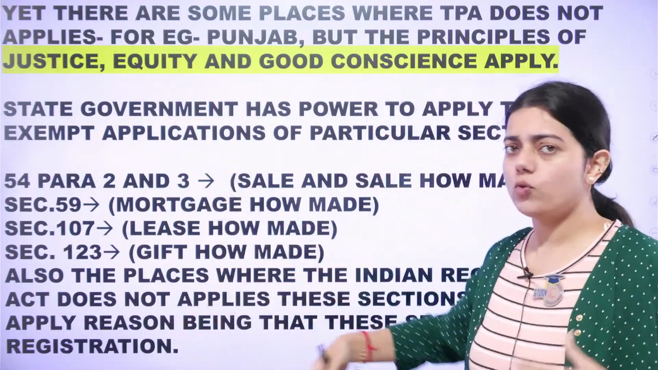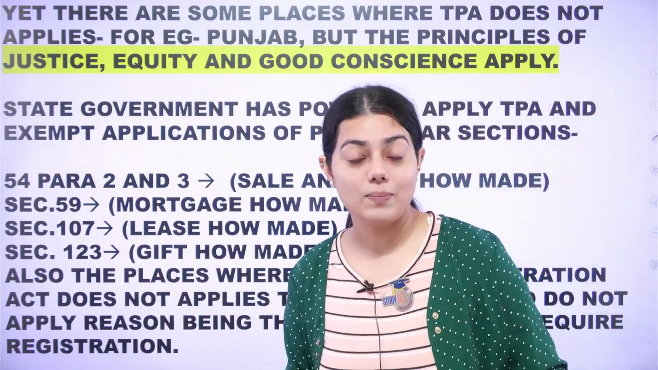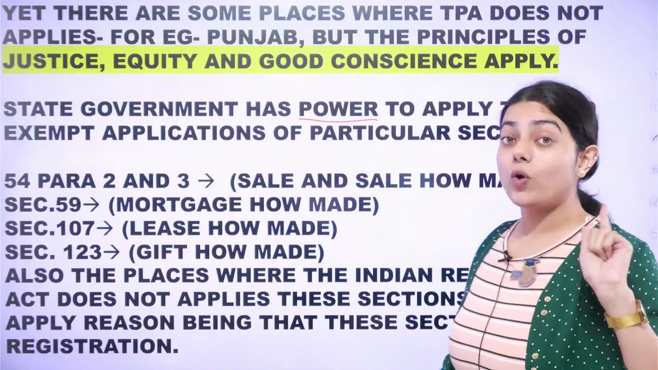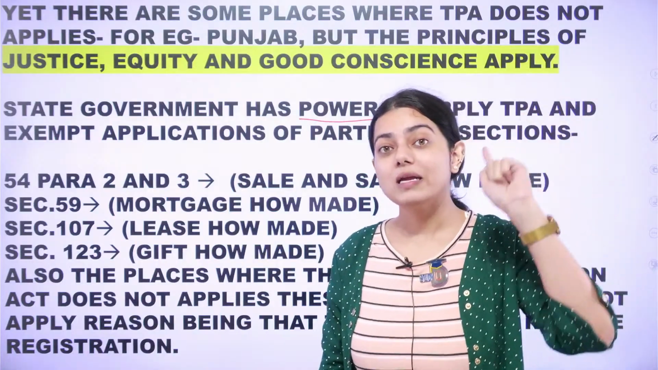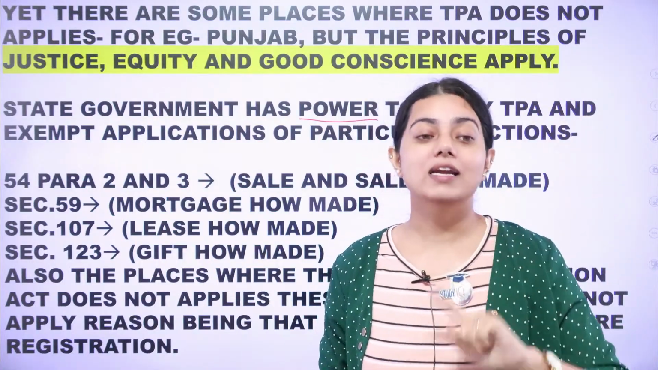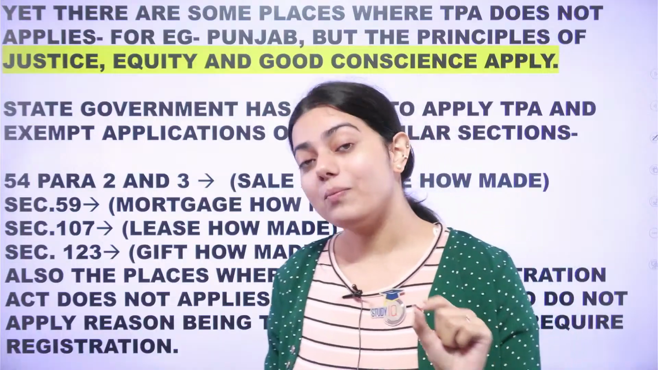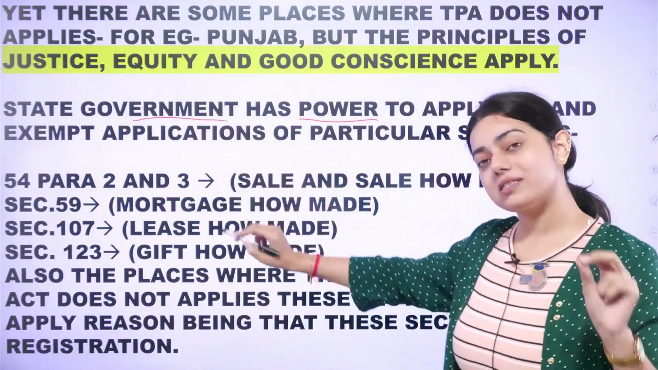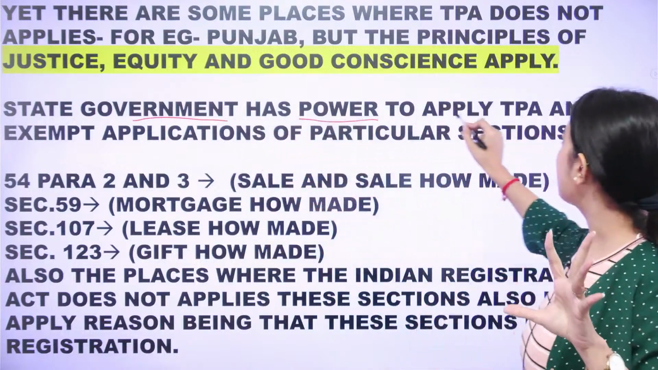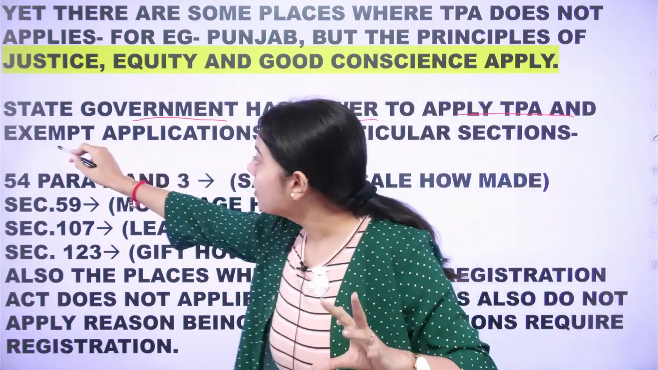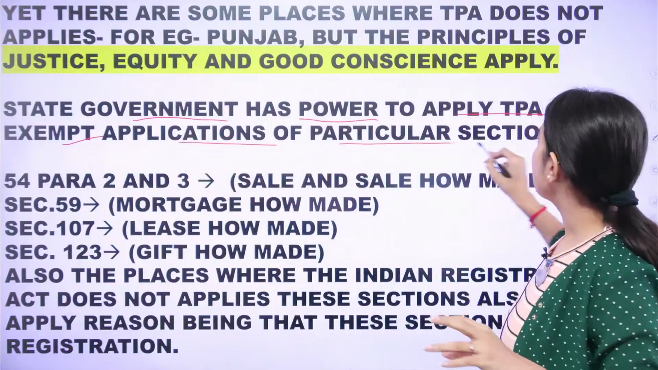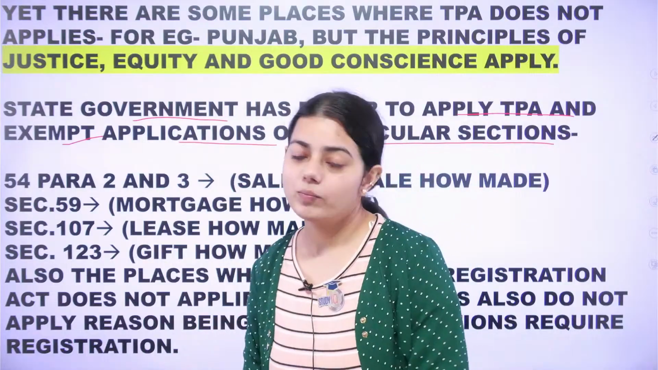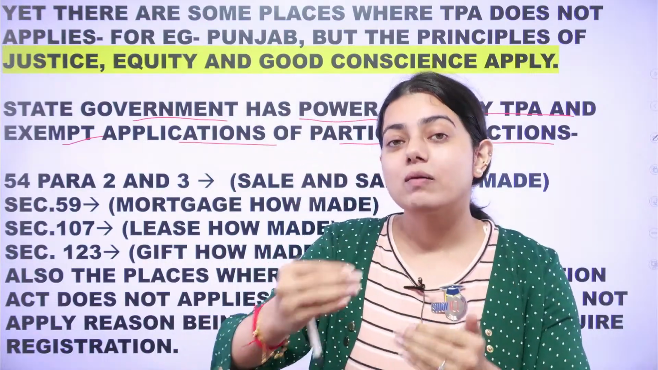Now let me explain. You must be wondering why I am saying that this is not applicable in Punjab. The state government has power, like what we studied in the starting, that this TPA subject falls in the concurrent list, entry number 6 of the concurrent list. So it gives the power to the state government also. The state government has power to apply TPA and exempt the application of particular sections. Some sections can be excluded out of the purview of the TPA when it comes to applicability in the states.